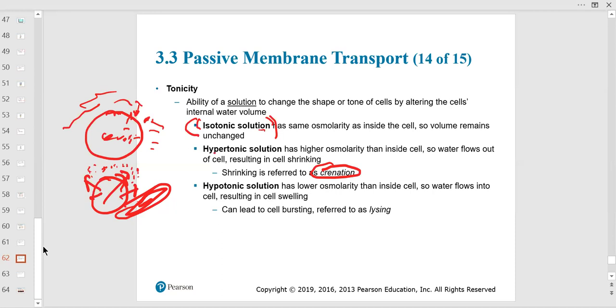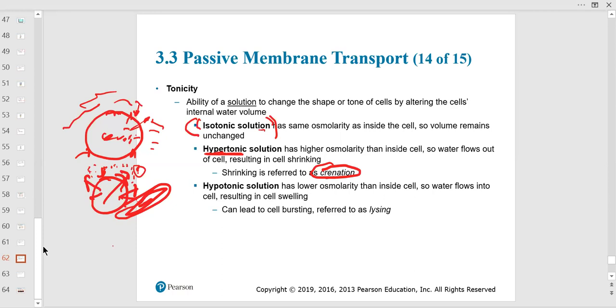Hypertonic is going to cause the cell to shrink because the water is going to leave the cell towards the solute, which is on the outside. So the solution is hypertonic. Hypertonic means there's a lot of solute in the water. And don't forget, there's a membrane outside every cell. So it's the movement of water across that semi-permeable membrane.